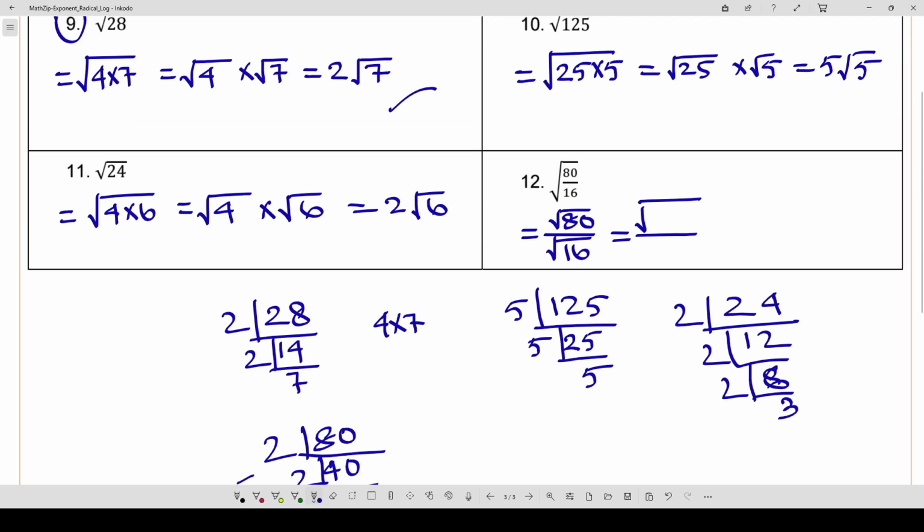16 is a perfect square, so we need this one. 16 times 5, and root 16 will be 4. So it's root 16 times root 5 divided by 4. And finally, root 16 means 4, and here is root 5 divided by 4. 4 divided by 4, our answer is what? Answer is root 5. And this one we can also write this way: 80 divided by 16 will be 5. So the answer is root 5. This is the simplest way.